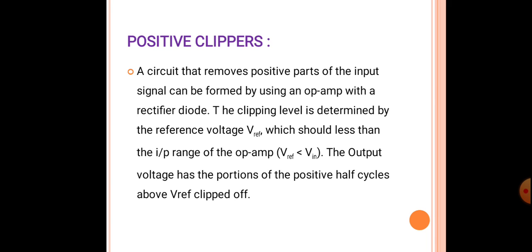As I previously mentioned, clippers can be classified into positive and negative clippers. First, we can look into positive clippers. A circuit that removes positive parts of the input signal can be formed by using an op-amp with a rectifier diode. This is the positive clipper. The clipping level is determined by the reference voltage V reference, which should be less than the input voltage of the op-amp. That is, V reference should be less than V input. The output voltage has the portions of the positive half cycles above V reference clipped off.